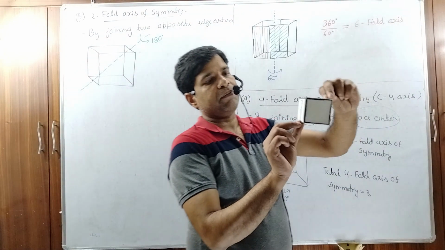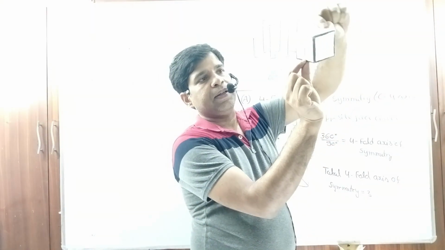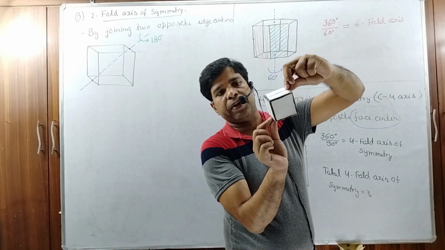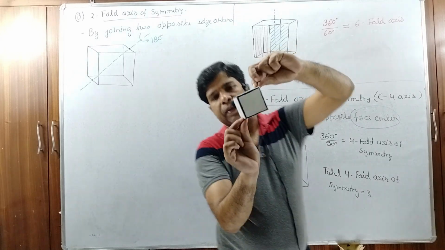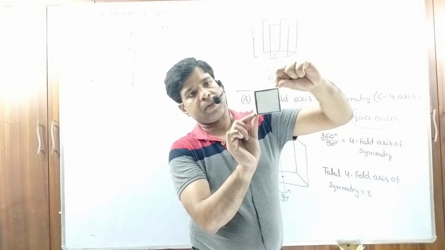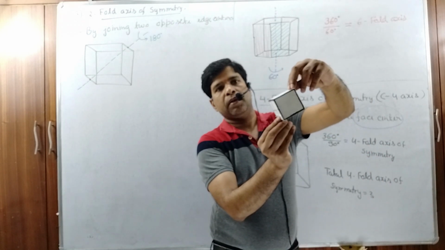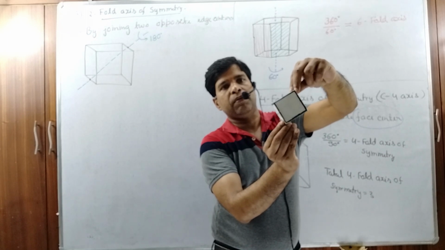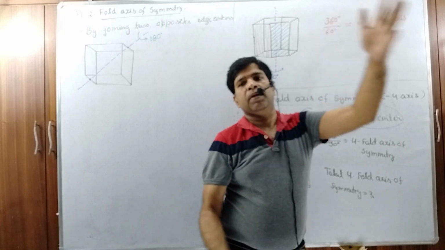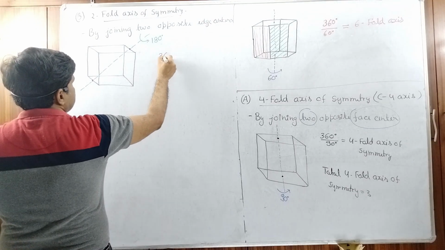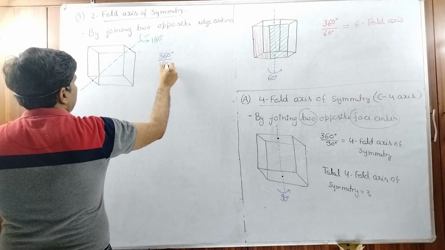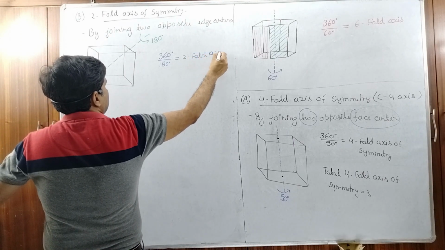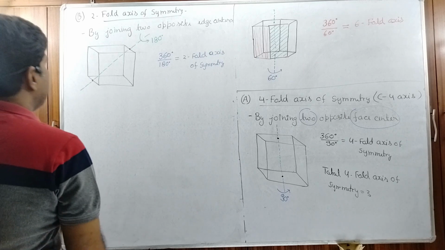Let's see. I have my fingers on the edge centers. This one is an edge center and this one is also an edge center, and these two fingers give you the axis. If I rotate the molecule by 180, we get the same structure. 360 degree by 180 degree, we have a two-fold axis of symmetry.